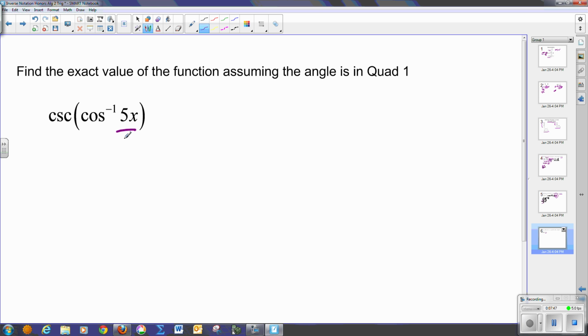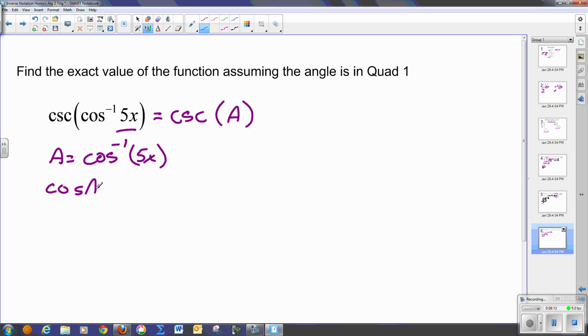Now in this case, we don't have a number that we're finding an inverse cosine of. We have an expression. We do the problem the same way. We're looking for the cosecant of some value. We don't know what it's called. Let's call it A. So I know that A is equal to the inverse cosine of 5x. And therefore, the cosine of A is equal to 5x. Well, 5x represents some adjacent over hypotenuse type value, right?